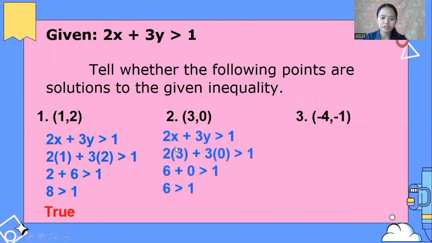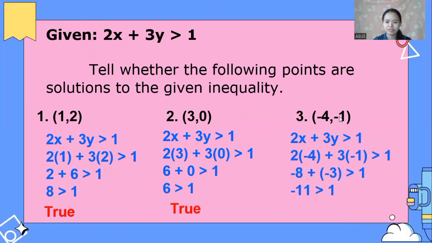Next, given the inequality 2x plus 3y is greater than 1, our x is 3 and y is 0. Now let's substitute: 2 times 3 plus 3 times 0 is greater than 1. Then simplify: 6 plus 0 is greater than 1, and 6 is greater than 1. So this statement is also true.